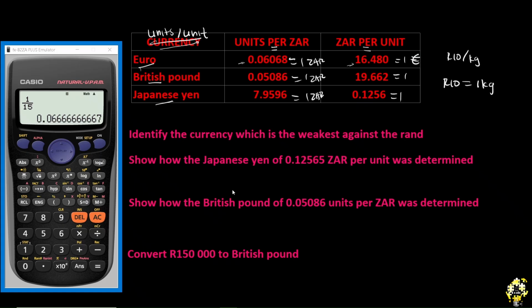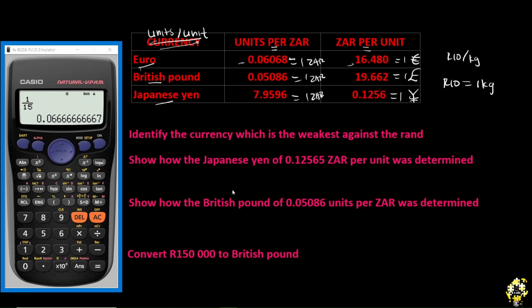Per British pound, it's something like a fancy E. Yes, per Japanese yen, it's also something like a fancy Y. Very fancy, these symbols. That's what it means. So now, what is this? This simply says that 0.06068 euro is equal to 1 South African rand.